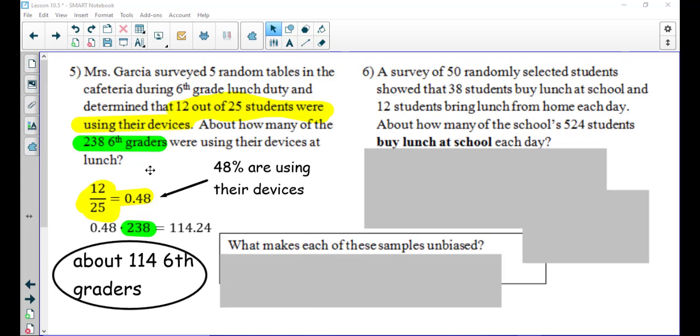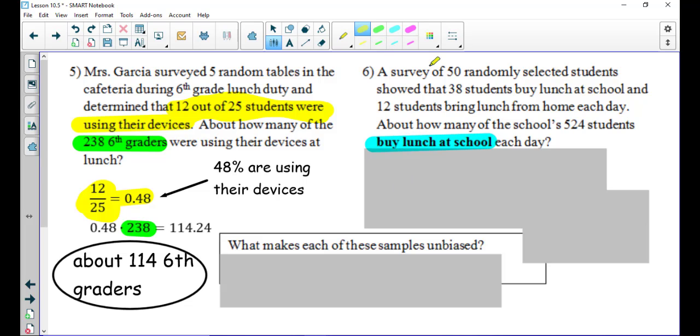All right, let's take a look at question number 6. A survey of 50 randomly selected students showed that 38 students buy lunch at school and 12 students bring lunch from home each day. About how many of the school's 524 students buy lunch at school each day? So we're talking about the number that buy lunch at school each day.